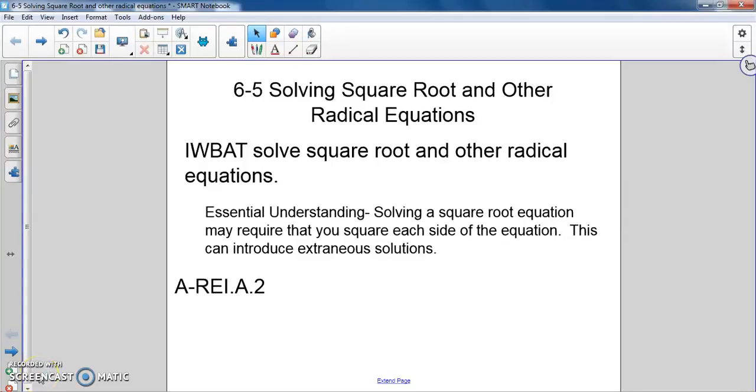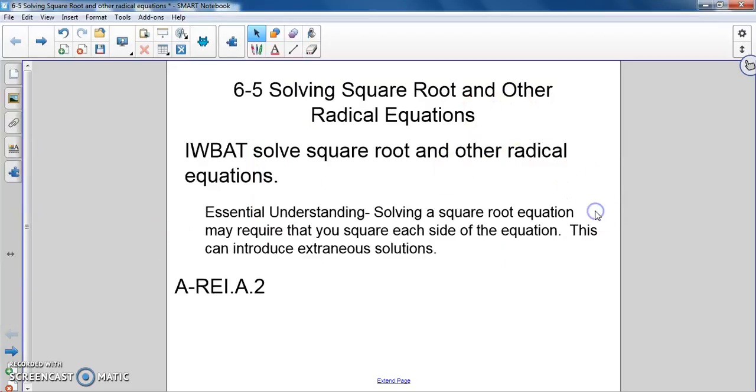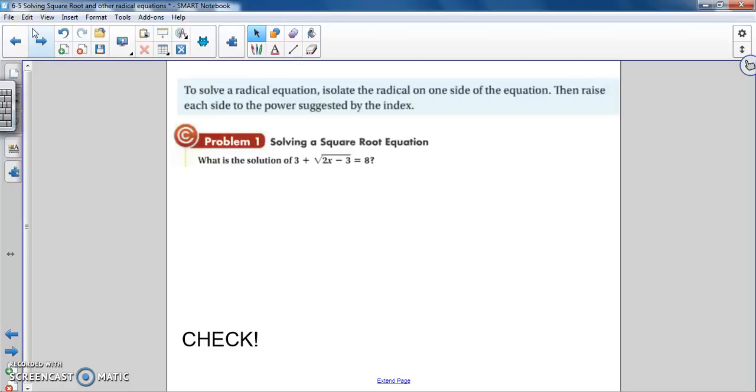Today we're going to do 6-5, solving square root and other radical equations. So I will be able to solve square root and other radical equations. The essential understanding is that solving a square root equation may require that you square each side of the equation. This can introduce an extraneous solution, so we'll keep that in mind for later on.